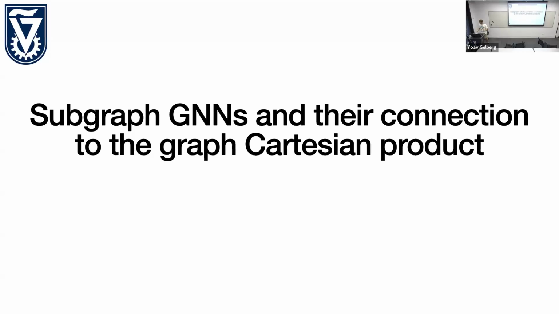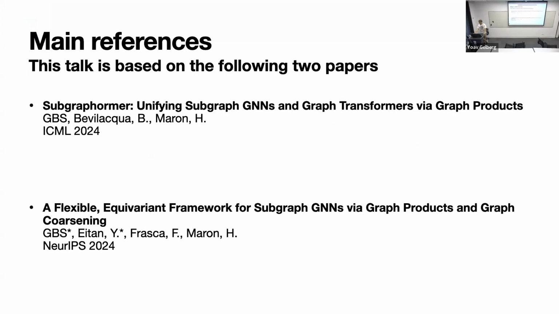Hey everyone. My name is Guy Bar-Shalom, and I'll be presenting to you subgraph GNNs and their connection to the graph Cartesian product. This talk is going to be based on two papers. The first one is Subgraphormer: Unifying Subgraph GNNs and Graph Transformers via Graph Products. And the second one is A Flexible, Equivariant Framework for Subgraph GNNs via Graph Products and Graph Coarsening.